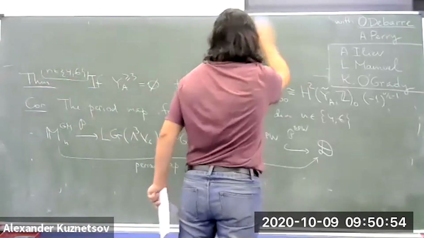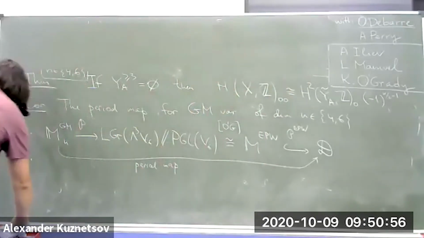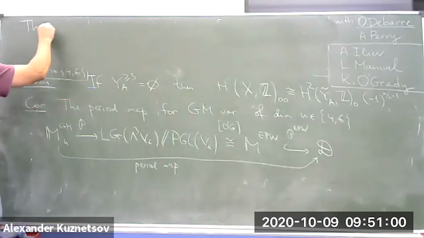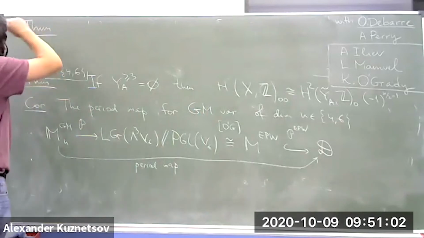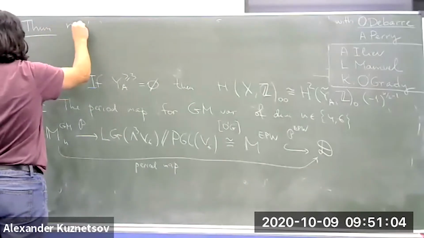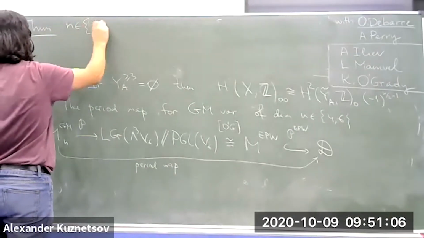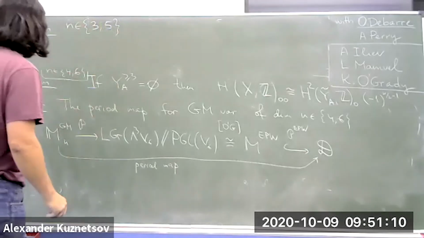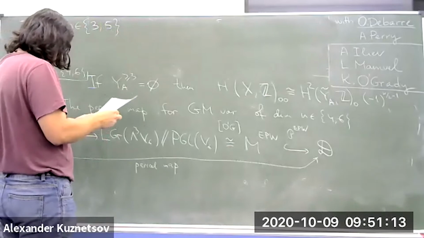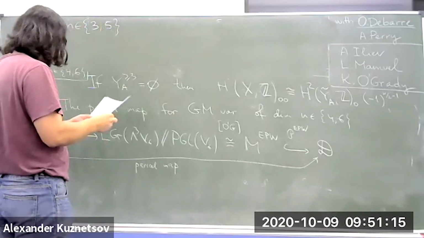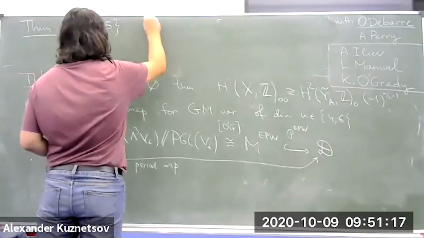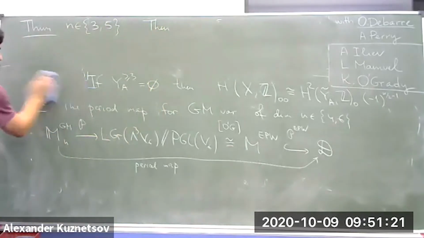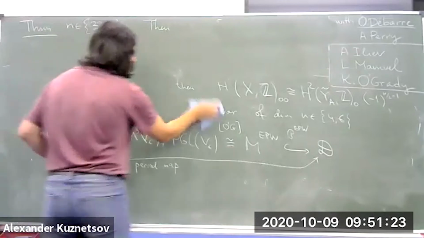And now, what about odd dimensional varieties? So that's the main theorem for today, and I hope I have some time to explain. Now consider the dimension to be 3 or 5. Then one can state the following results.